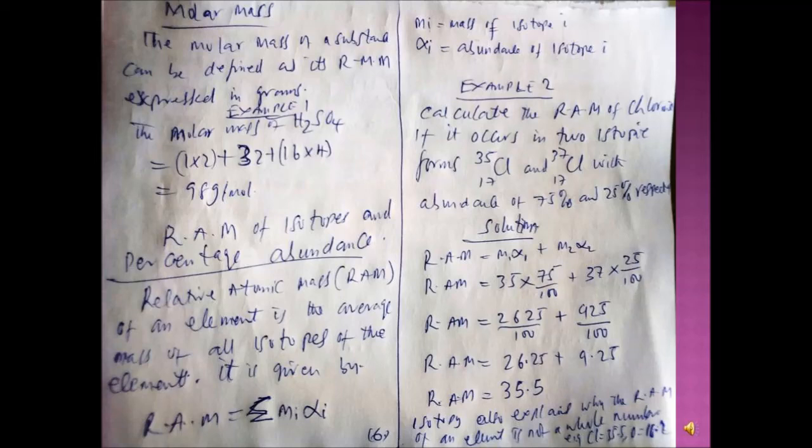So at the end of the day, when you divide by 100, you move the decimal point two places, and we have 26.25, plus, by the time you divide 925 by 100, we have 9.25. So the relative atomic mass of chlorine by this calculation is 35.5. Is that clear? You can also see that isotopes explain why the relative atomic mass of elements is not always a whole number. For example, that of chlorine is 35.5, and that of oxygen is 16.2.